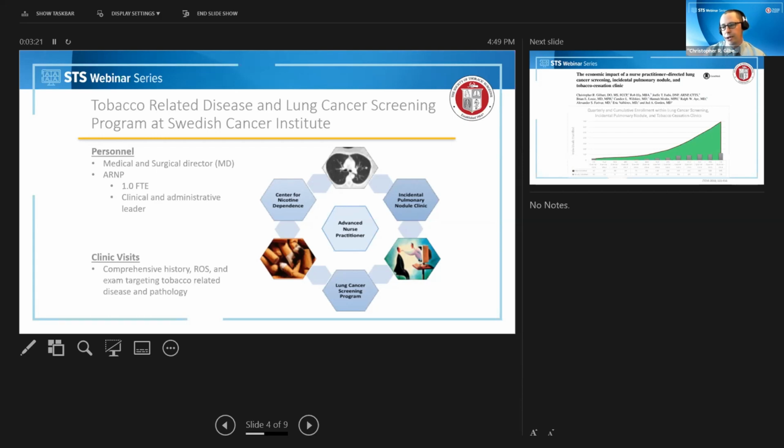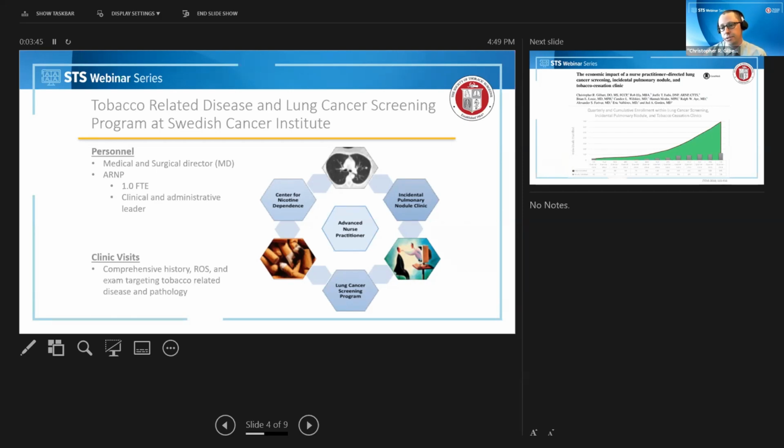And just a little bit more about where we work in the Cancer Institute. Myself, as I mentioned, I'm an interventional pulmonologist. I work with another interventional pulmonologist, and we have 5 thoracic surgeons. So all of us, along with this ARNP, work in the same division, see all these patients as needed, and that's in general how we work.